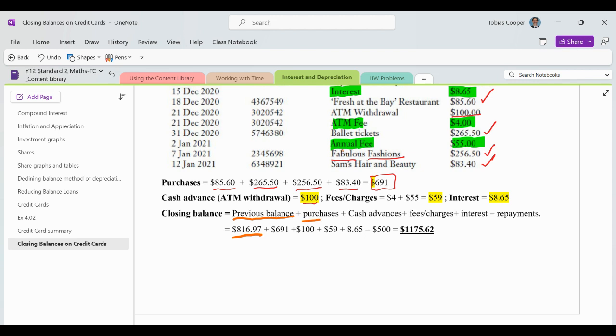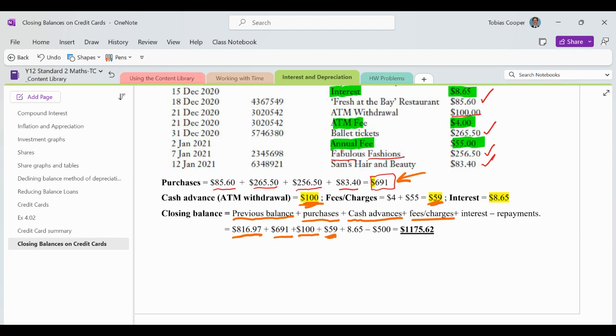Purchases is $691, as you can tell there. That's our purchases. Then we add any cash advances that we've taken out of the ATM. So that's $100. You can see that here, there's $100 just there from the cash advances. Then we're going to add any fees and charges. Fees and charges, you can see, is $59.